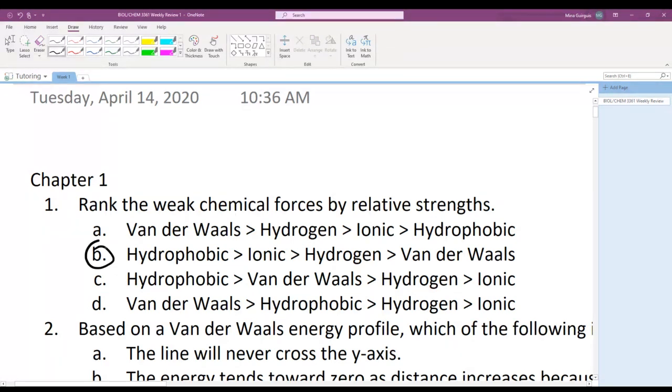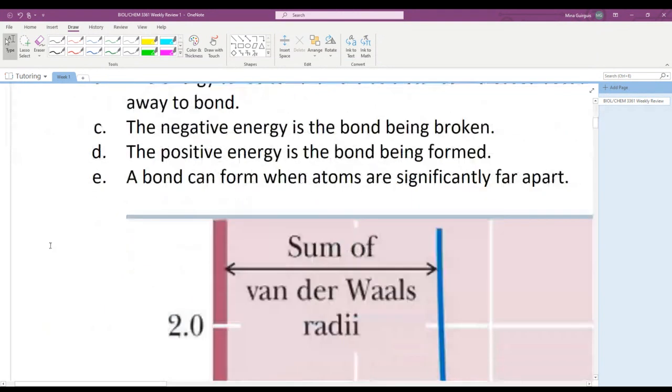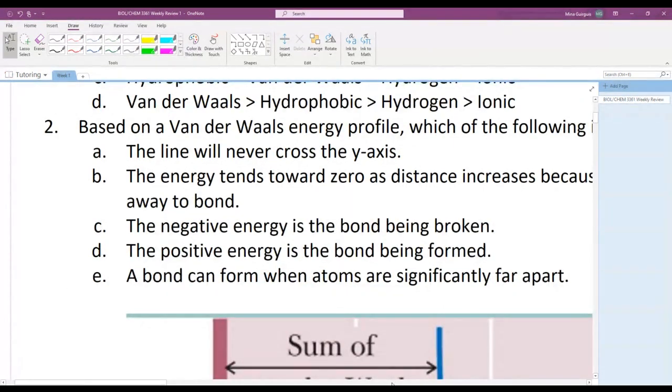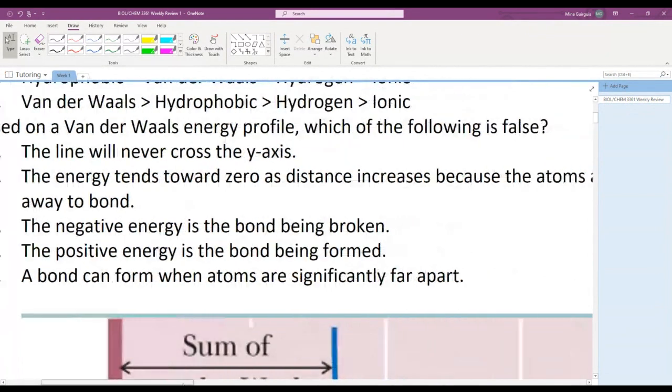The reason that I didn't put too many trick questions here is because those do vary. You can have an ionic bond that's stronger than a hydrogen bond and vice versa. So I want this one to just be a make sure you know that the forces exist kind of question, okay? All right, moving on to number 2. Based on the van der Waals energy profile, which is the graph below, which I'm going to pull up in a second, which of the following is false?